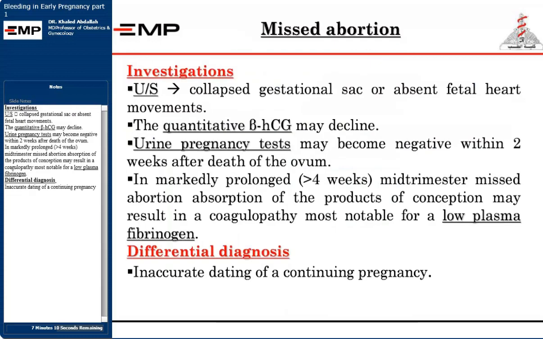Investigations: U/S shows a collapsed gestational sac or absent fetal heart movements. The quantitative beta-HCG may decline. Urine pregnancy tests may become negative within 2 weeks after death of the ovum. In markedly prolonged, greater than 4 weeks, mid-trimester missed abortion, absorption of the products of conception may result in a coagulopathy, most notable for a low plasma fibrinogen. Differential diagnosis: inaccurate dating of a continuing pregnancy.